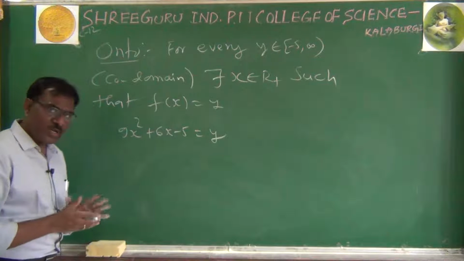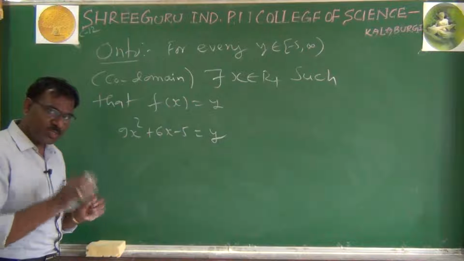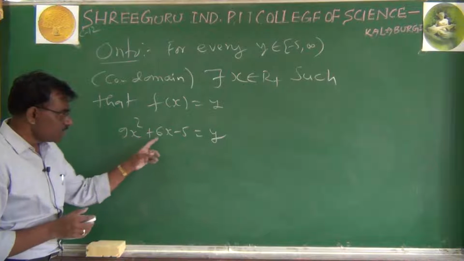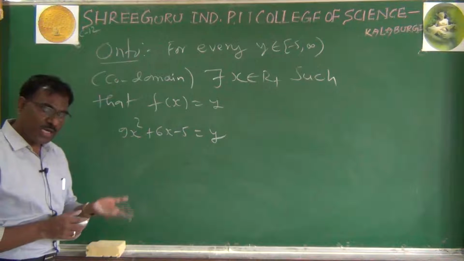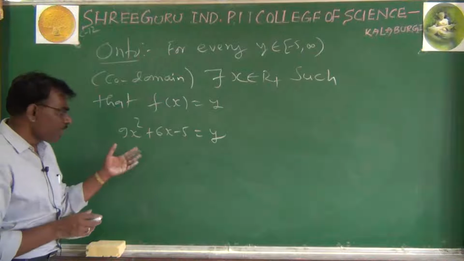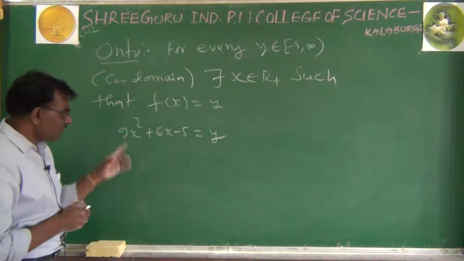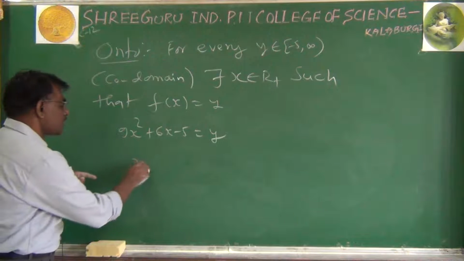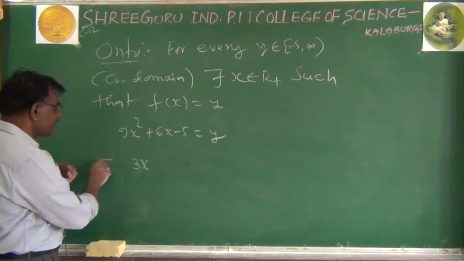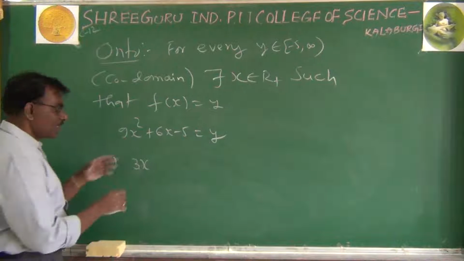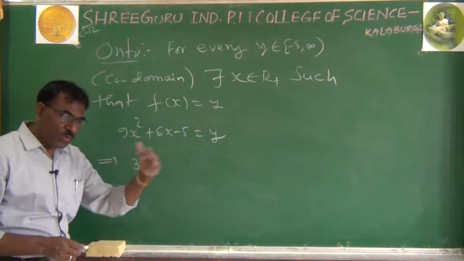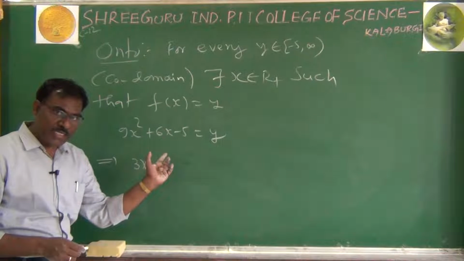Even though it is difficult, I'll explain a shortcut method. 9x square plus 6x minus 1. It is a constant, already from high school level in first year. You make a perfect square only. 9x square equal to 3x whole square. Very simple. 9x square equal to 3x squared. But I want 2ab equal to 6x only.